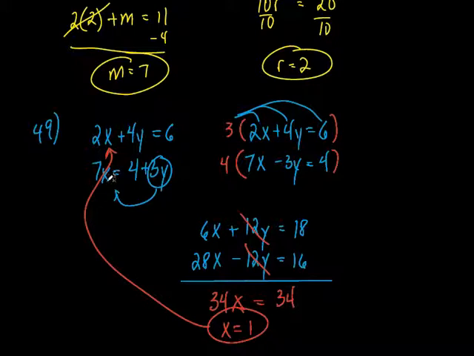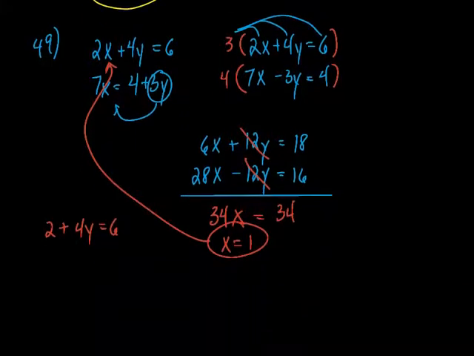Could I put it into the other one? Absolutely. I get the same exact answer. I just decided to put it into this one. So let's do it. We just do that in our head. 2 times 1 is 2, plus 4y equals 6.